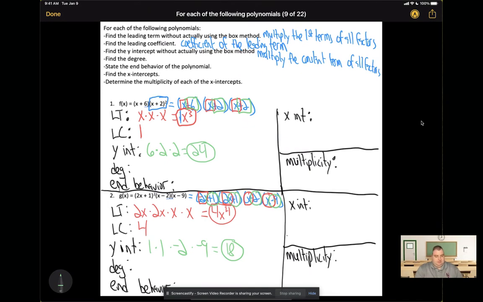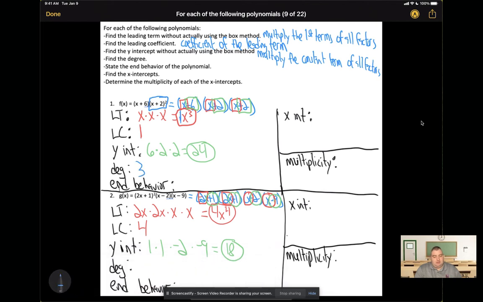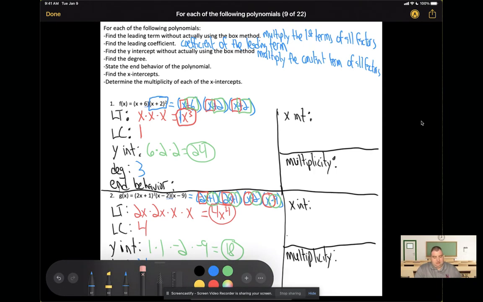The degree, that's easy. Remember, the degree is the largest exponent. The largest exponent is in the leading term. So if the leading term for number 1 is x cubed, then the degree is 3 because of the cubed. In number 2, the leading term is 4x to the power of 4. So 4 is the degree. So that's the degree.